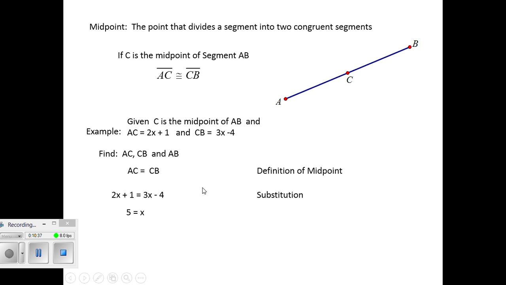We are not finished because we were not asked to find x. We are asked to find the lengths of the three sides. So we throw these values back in for x here. There's really no need to go any further because if one is 11 units of length, certainly the other is, and certainly when we add them together, their total length is 22. So that is the end of this slide.